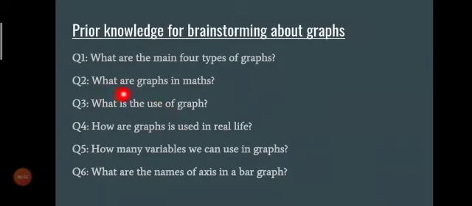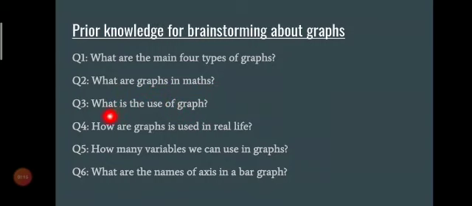Question number 2. What are graphs in maths? A graph is a graphical representation of data. In other words, you can say a graph is a diagram that represents data, values, quantities, numbers in an organized manner. This is called a graph in math.